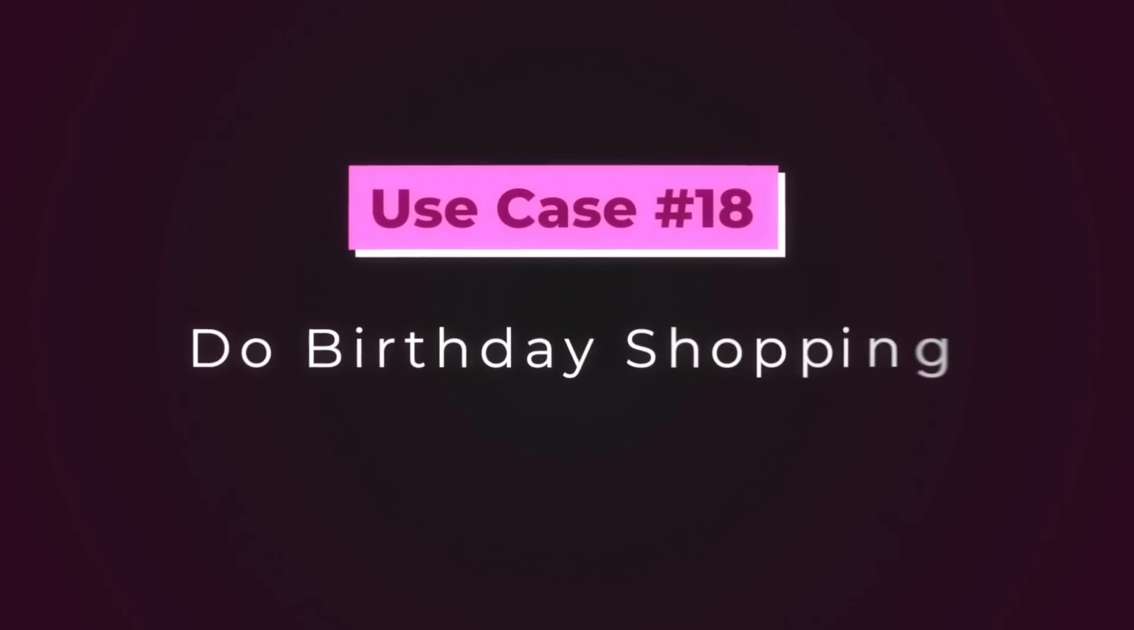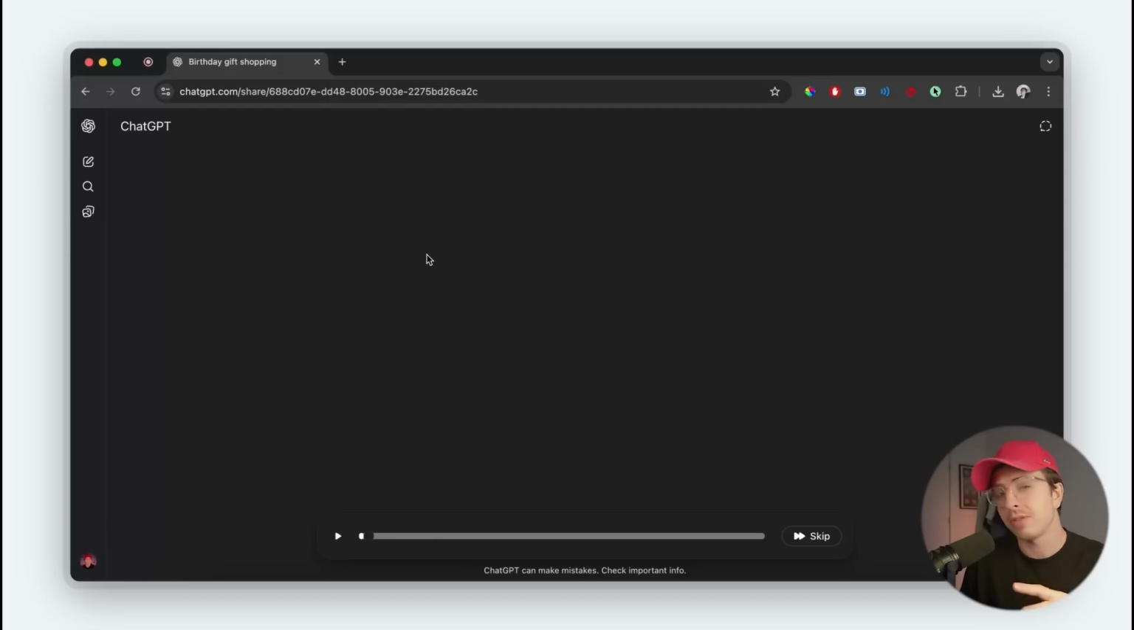Number 18, birthday shopping. Let's say you're looking to buy something for an 8-year-old and you have no idea what to get them. Do they like Labubus? I don't know. So go have ChatGPT Agent find you a creative gift for an 8-year-old boy that's under $60. It will go search for you, find an item.